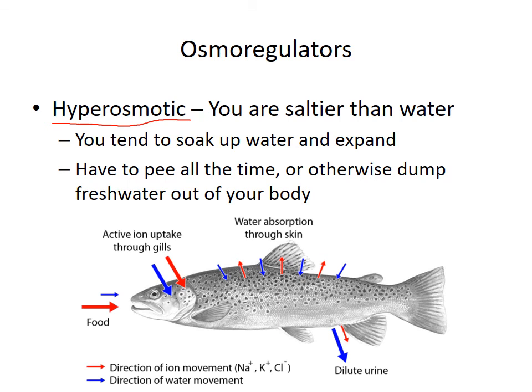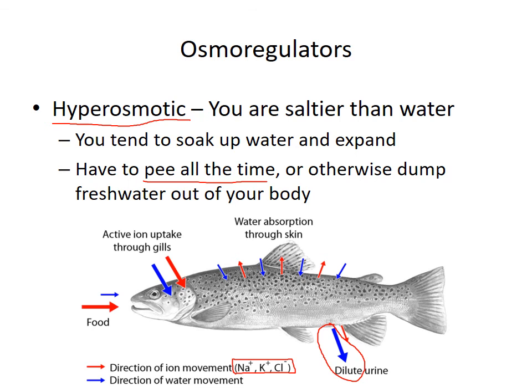So you have to pee all the time, urinate all the time, or somehow otherwise excrete the fresh water from your body without excreting the dissolved ions like sodium, potassium, and chloride ions. You can see that there's a lot of urine being produced by this freshwater fish, which is saltier than the surrounding water, but the urine is very dilute, meaning that it's not losing any ions in the urine because the urine is mostly just pure water.